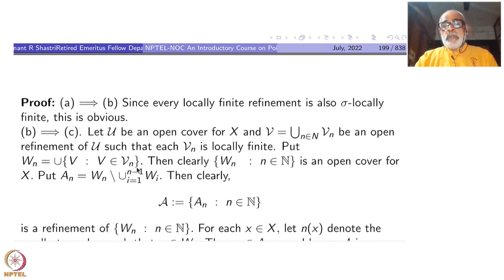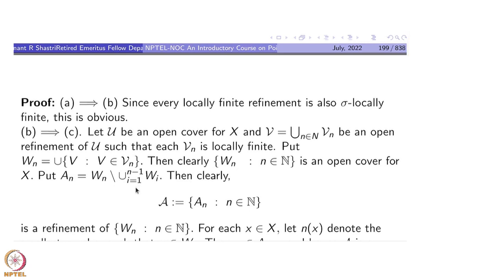Okay. Then Wn, as n ranges over the natural numbers, will be an open cover for X, because curly V is an open cover. Now we define An equal to Wn minus the union of all the previous Wi's, i ranging from 1 to n minus 1. This is an open subset minus an open subset, so An will not be an open subset in general, unless something discrete happens. This is also closed and so on.